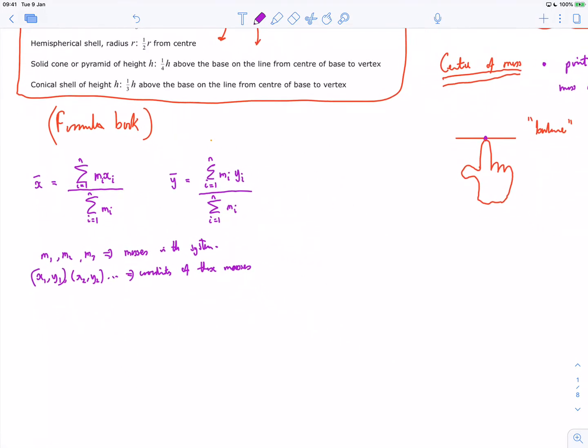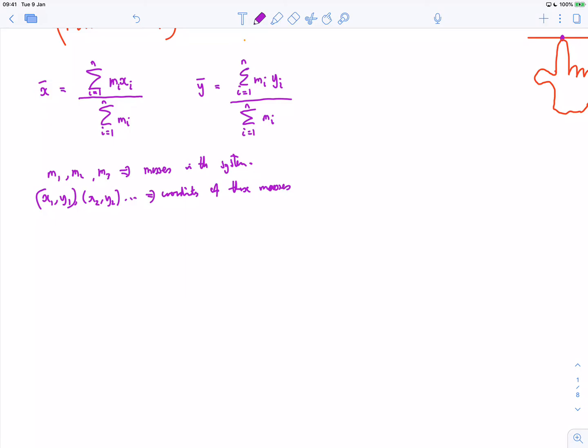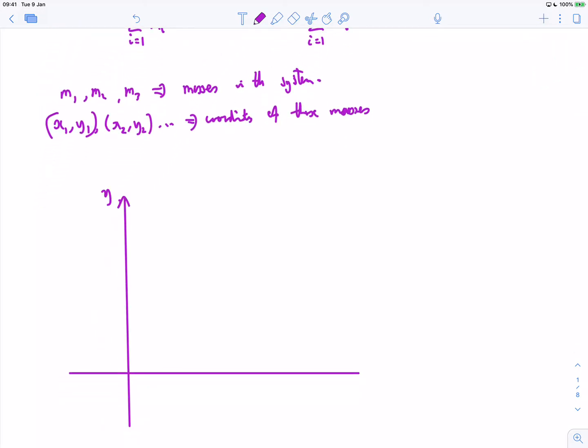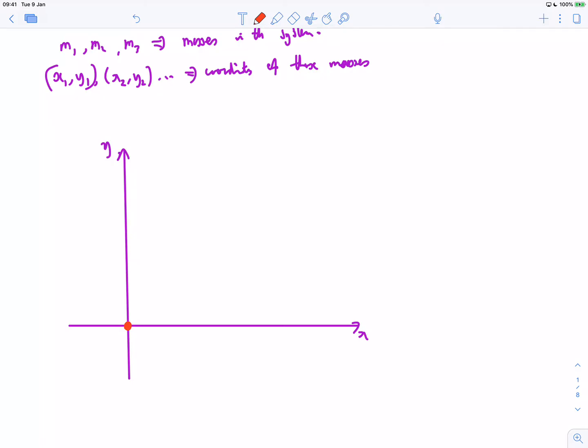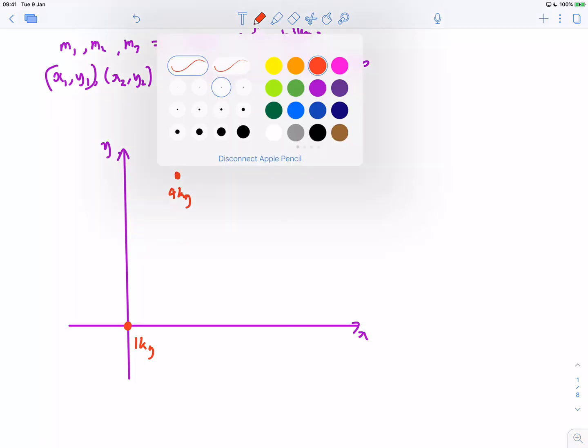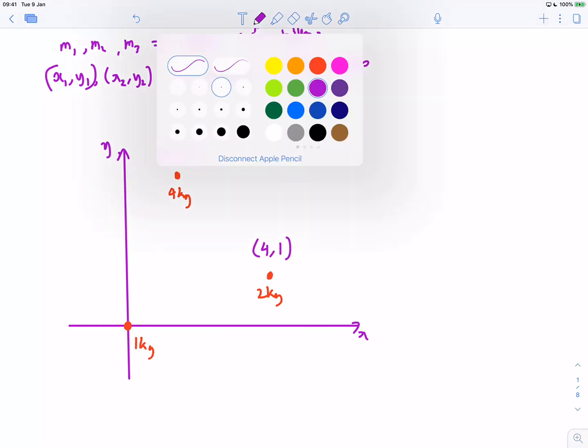So let's deal with this then. Suppose we've got three points. Let's say I've got 3 points, and 1 point is at the origin and it weighs 1 kilogram. Another point is over here and it weighs 4 kilograms, and its coordinates are 1, 5. And let's say I've got another point over here where this is 2 kilograms and its coordinates are 4, 1.